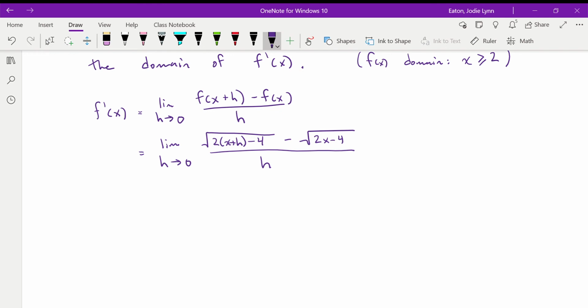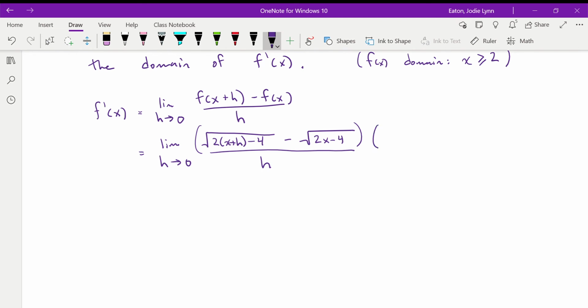Okay, so when I plug in as h approaches 0, what do we get? We get radical 2x minus 4 minus radical 2x minus 4 over 0. So that's 0 over 0, which means we're going to have to do something. We have two radicals, you say. What should we do with two radicals that are being subtracted? Multiply by the conjugate, you say? What a fabulous idea.